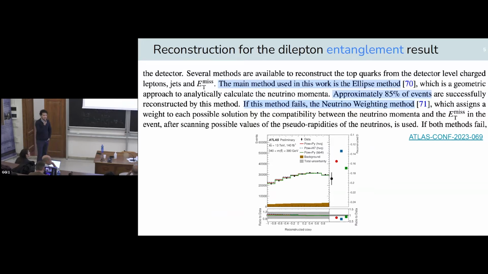So that's the reason why we need to do top reconstruction. Okay, so looking at the Atlas entanglement paper, you'll find this little paragraph that I screenshotted from there. And they tell you that the main method used in this work is the ellipse method. I'll try to explain what that is, but it's only efficient 85% of the time. So in some cases, you try to reconstruct your tops, and for whatever reason, you don't actually get a solution. In those cases, you don't want to lose the 15% of events, and therefore you switch to another method, right? And you try to gain back your efficiency in that way.